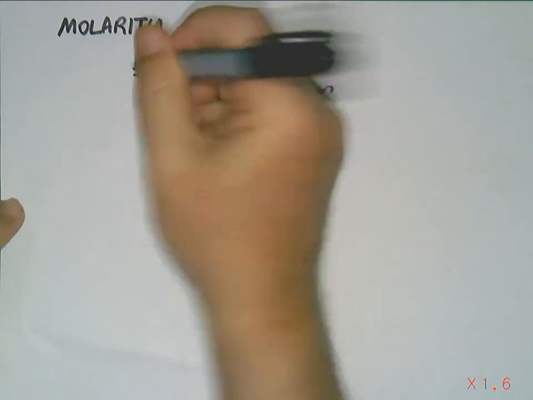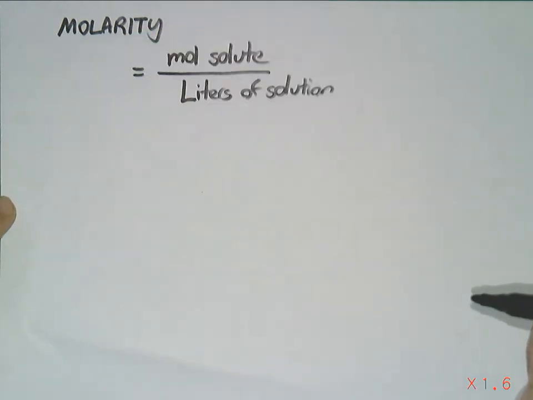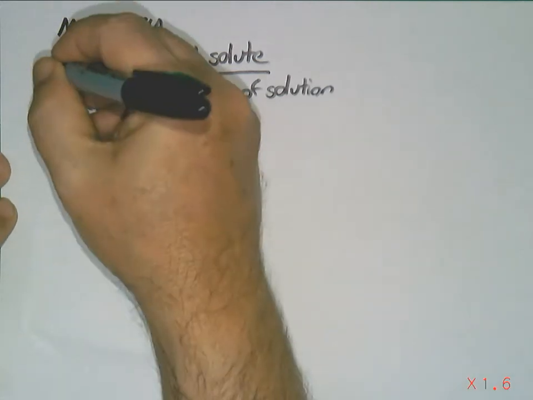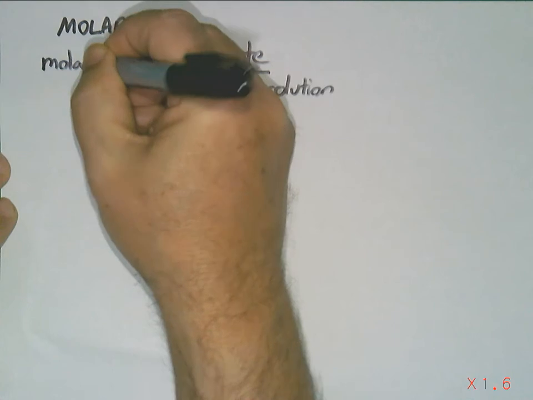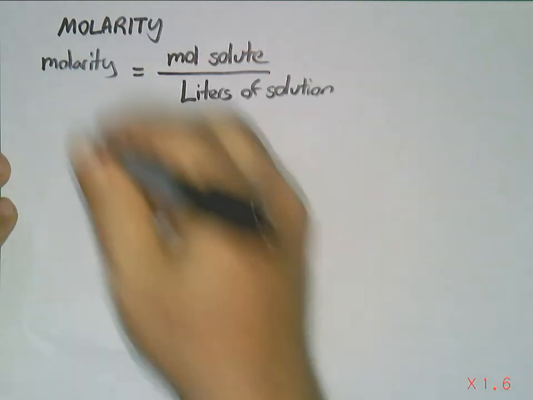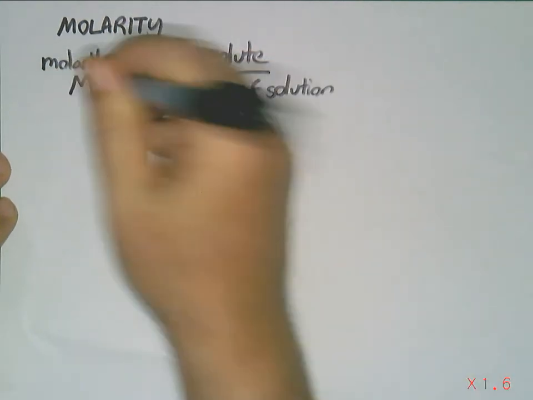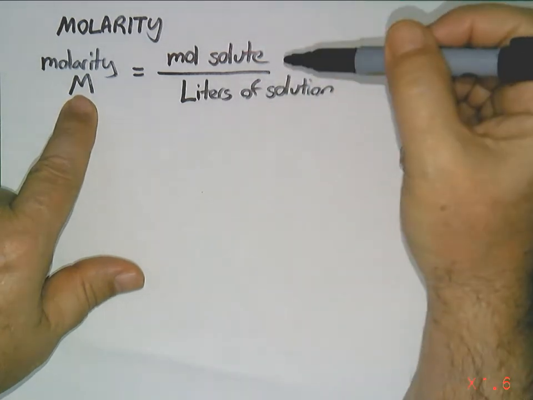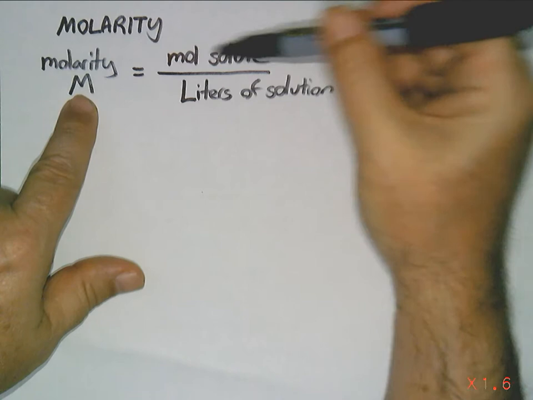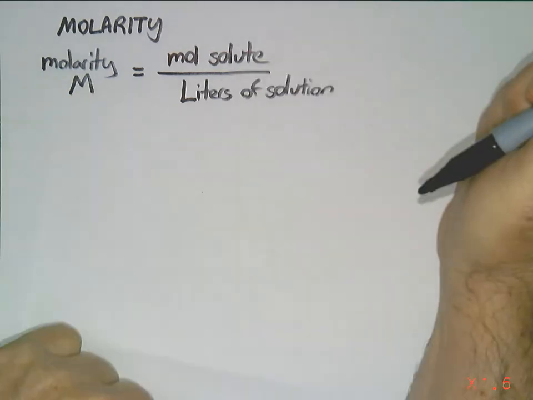And we're going to define that concentration unit, moles of solute per liters of solution, as molarity. We're going to give it a symbol, capital M. Whenever I write a capital M from now on, it's an abbreviation for moles of solute per liters of solution.